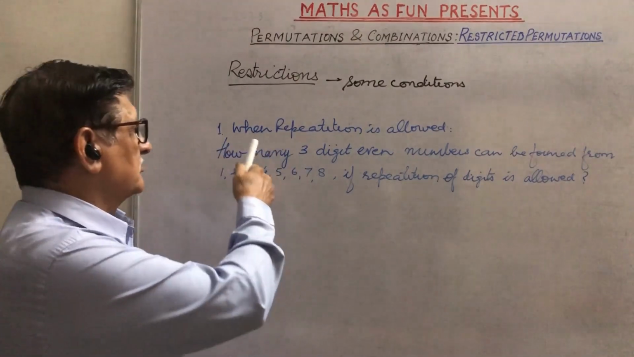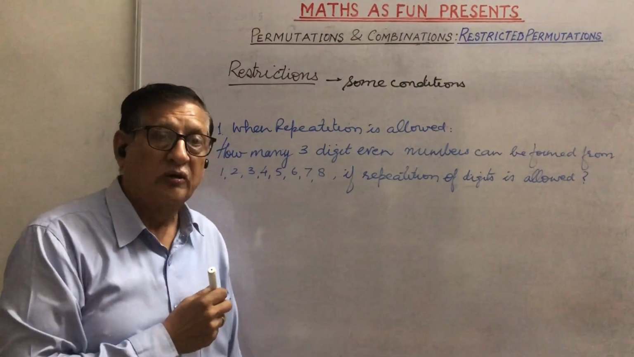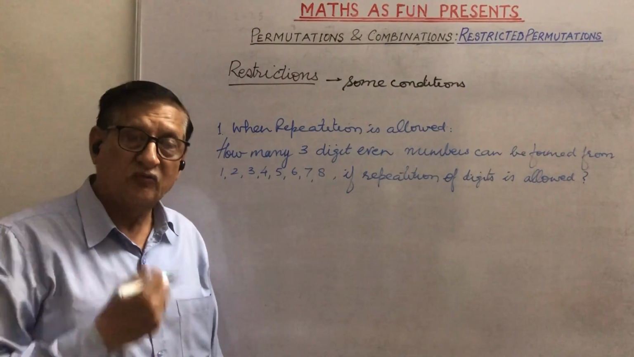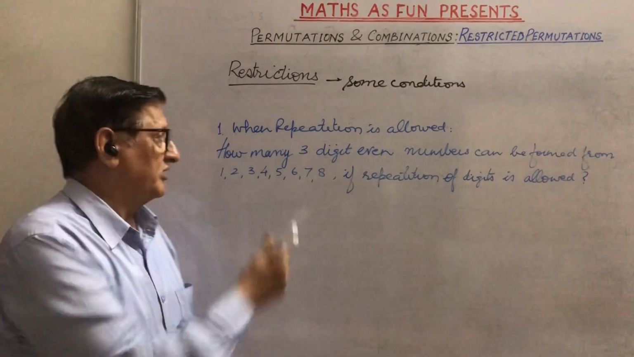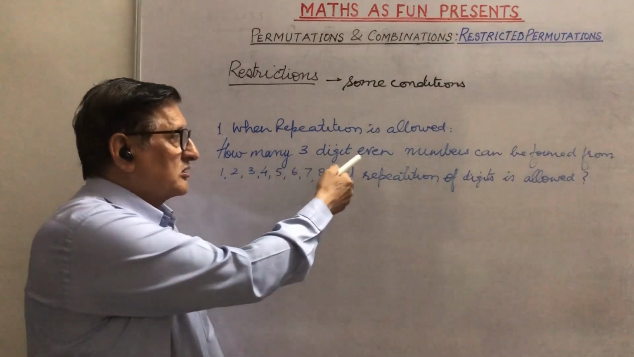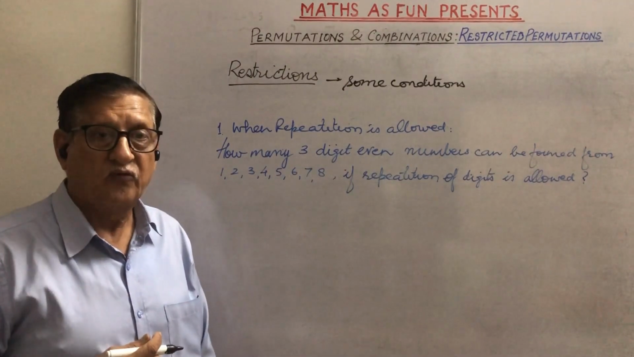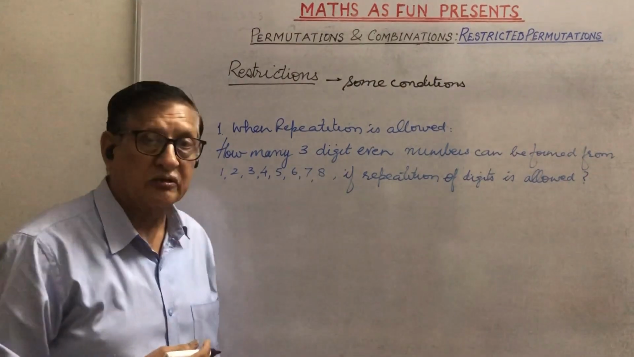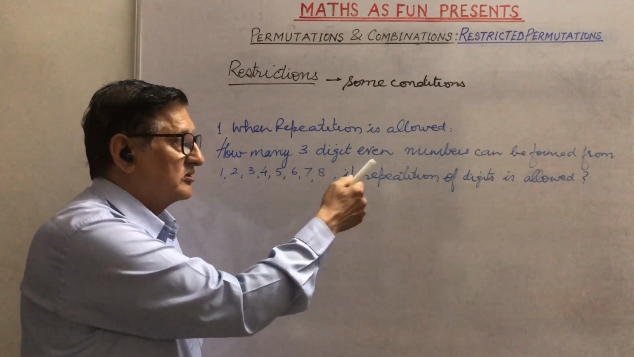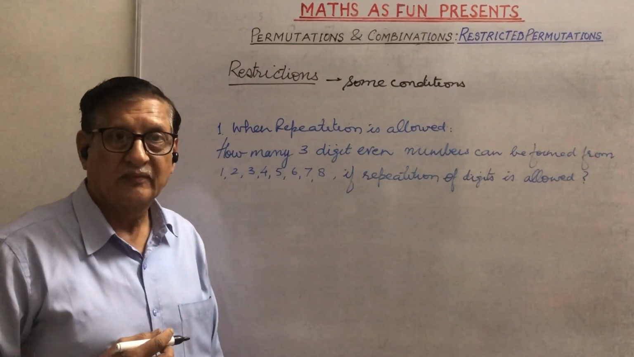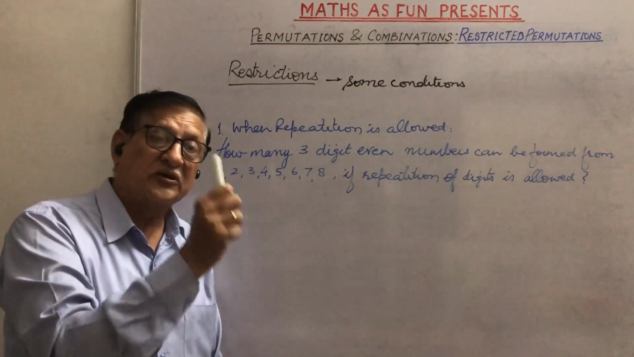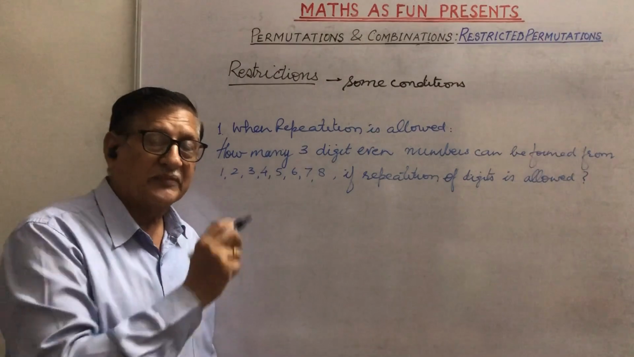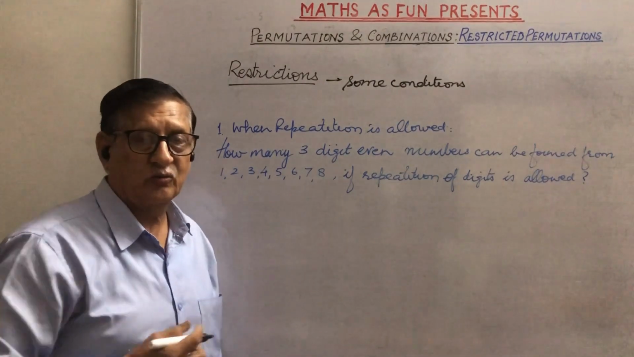Let's go to the first condition or first restriction now, that is when repetition is allowed. In what way do we solve this type of problems? See, we take one example. How many 3-digit even numbers can be formed from the digits 1, 2, 3, 4, 5, 6, 7 and 8 if repetition of digits is allowed? So the conditions have been given here. First, that the numbers are to be even. Second, that the repetition is allowed.